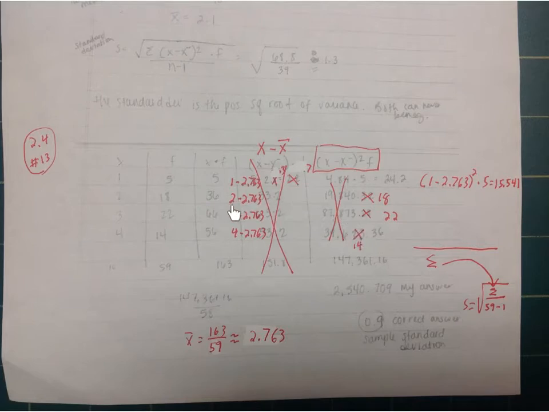2 minus 2.763, you square that and multiply it by 18. Then 3 minus 2.763, you square that and multiply it by 22. And finally 4 minus 2.763, you square that and multiply by 14. Then you want to sum these, which you did appear to do. You want to sum them, then take that sum over the frequency minus 1 and take the square root of that result, which I guess comes out to 0.9.